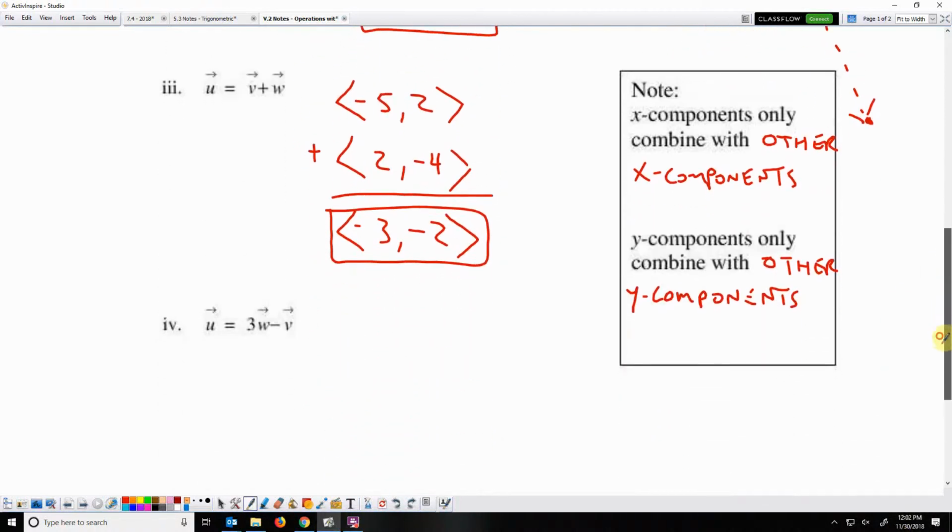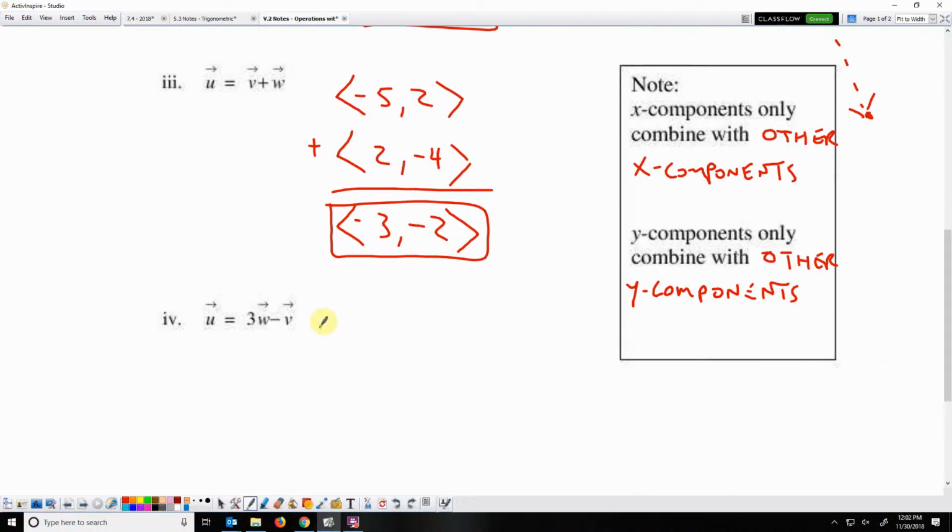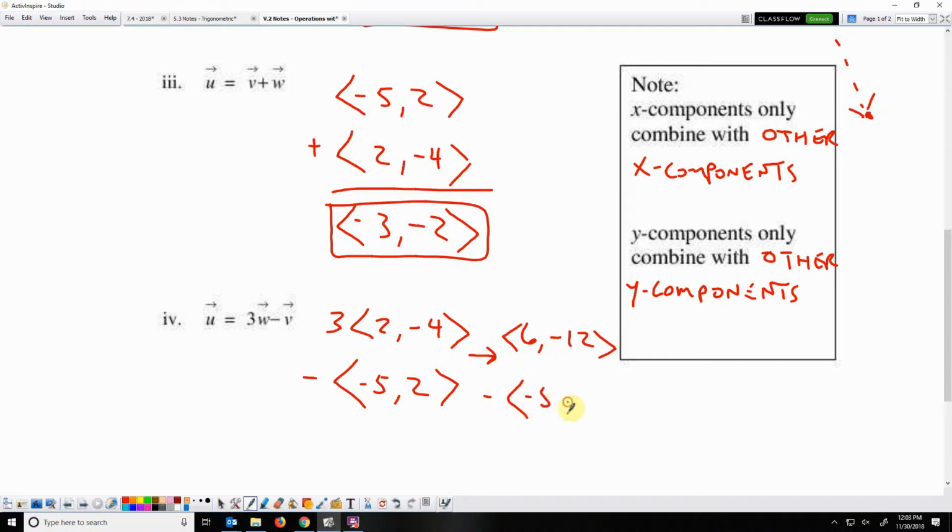So here's how we do that algebraically. We do 3 times vector w, and vector w is 2, -4, minus vector v, and vector v is -5, 2. So 3 times vector w is 6, -12. And from that, we are subtracting -5, 2.